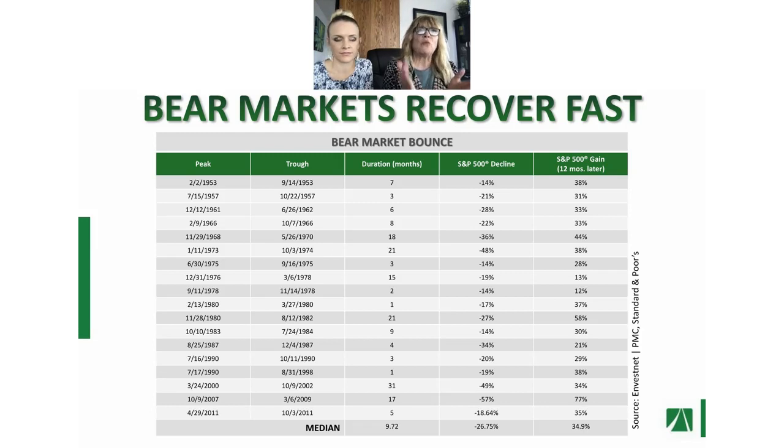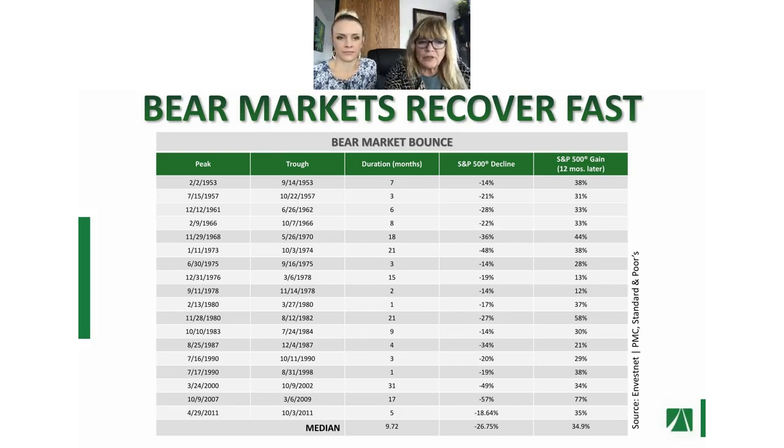That's why you need to understand what you're in and what it can do, and not try to say, well, I'll just go to cash. Well, now you have to make two perfect decisions. When do you get out? When do you get back in? Yep. And people miss the bounce. The fastest rebound in history was last year from the whole COVID thing.